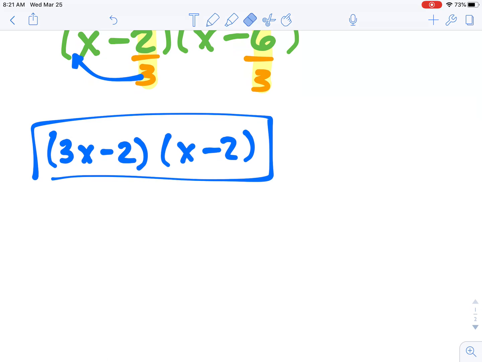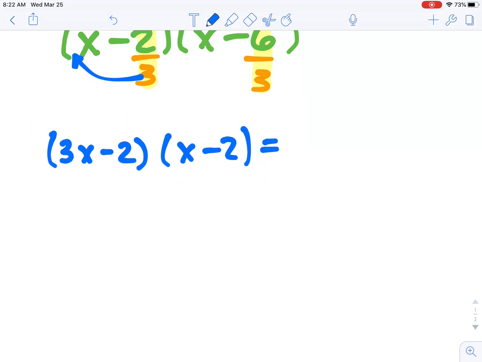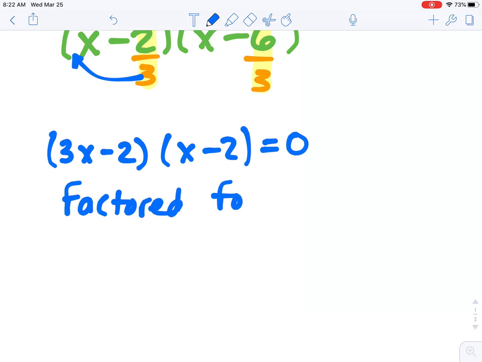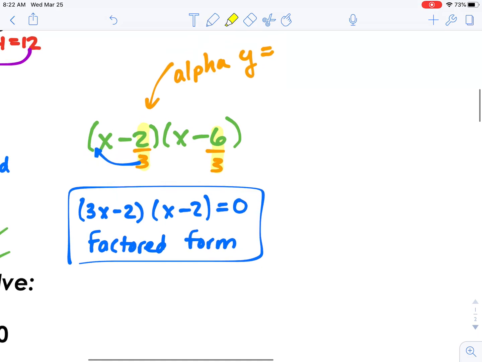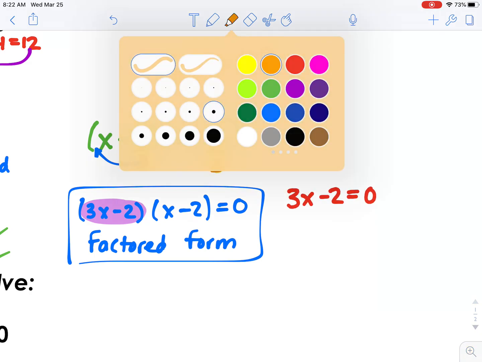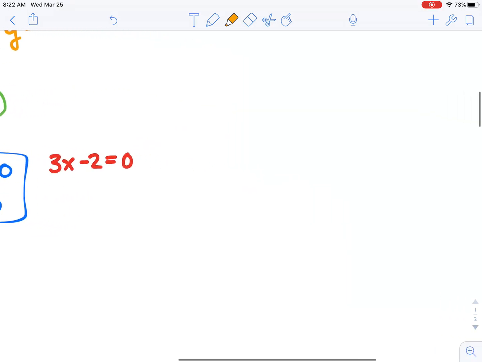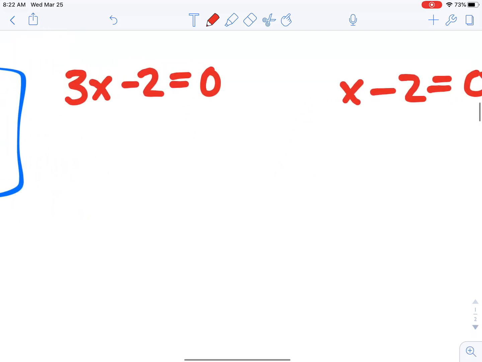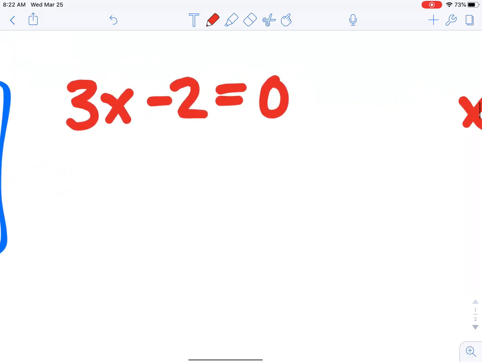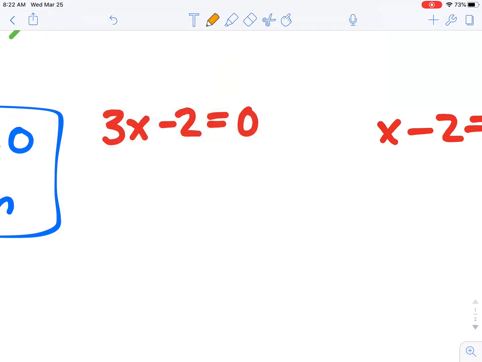And this is factored form. I should probably write it equal to 0. But if we need to solve, we set each parenthesis equal to 0. We're going to take this parenthesis over to the side and set it equal to 0. Then we're going to take our next parenthesis, set it over to the side, and set it equal to 0 and solve.